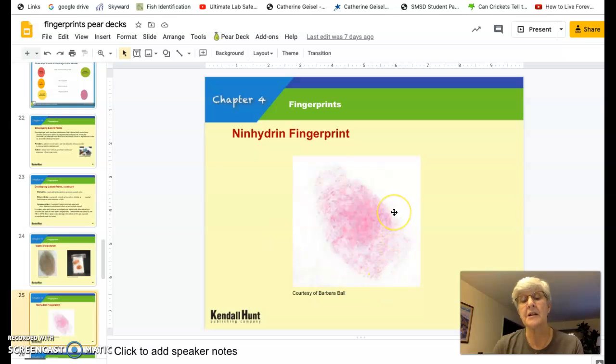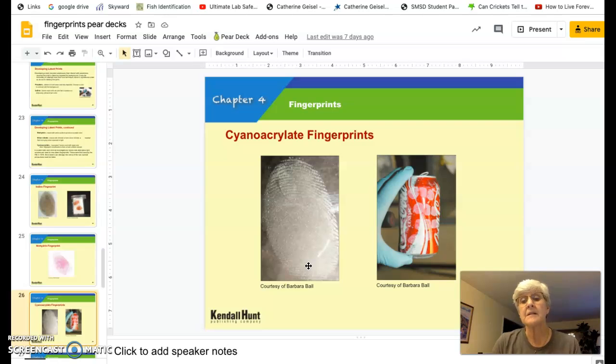This is ninhydrin. Ninhydrin will turn purple once it is exposed to the amino acids left behind by your fingerprints. To be exact, to better see those prints, we actually heat it. It quickens the process that gives us the color change.